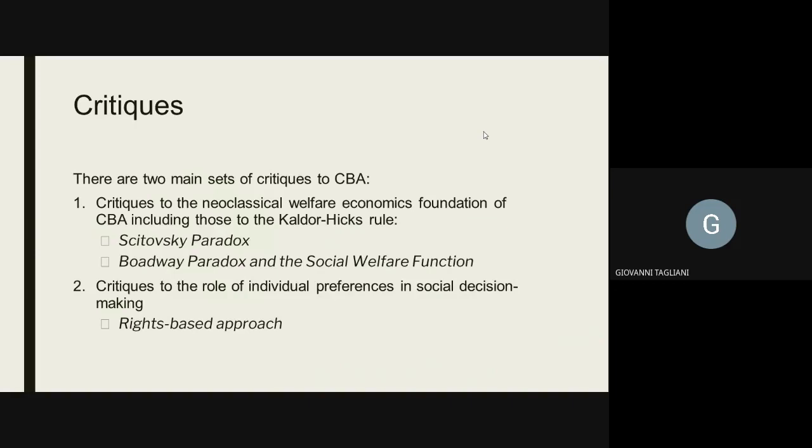After all this introduction, we are talking about some of the critiques to cost-benefit analysis. The first set of critiques are towards the neoclassical welfare economics foundation of cost-benefit analysis, in particular to the Kaldor-Hicks rule. And the second set is based on the role of individual preferences in social decision making. I'm going to talk about one of the critiques to the Kaldor-Hicks rule, which is the Scitovsky paradox.